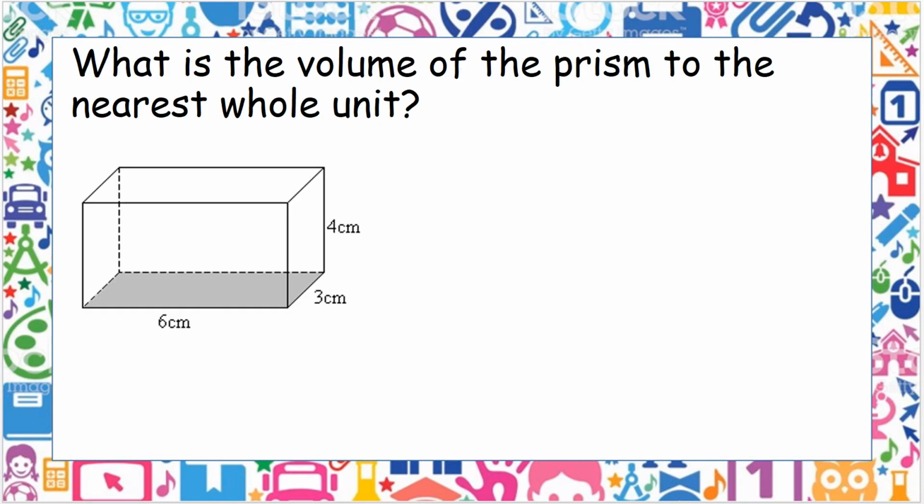Okay, what is the volume of this prism to the nearest whole unit? So the volume is length times width times height. The length is 6, the width is 3, and the height is 4. Now, because of the commutative property of multiplication, you could put these in any order. So it doesn't matter if you said the 3 was the length or the 4 was the width. It does not matter. So you're just going to multiply them out. 6 times 3 times 4, and we do get 72. And volume is always cubed.